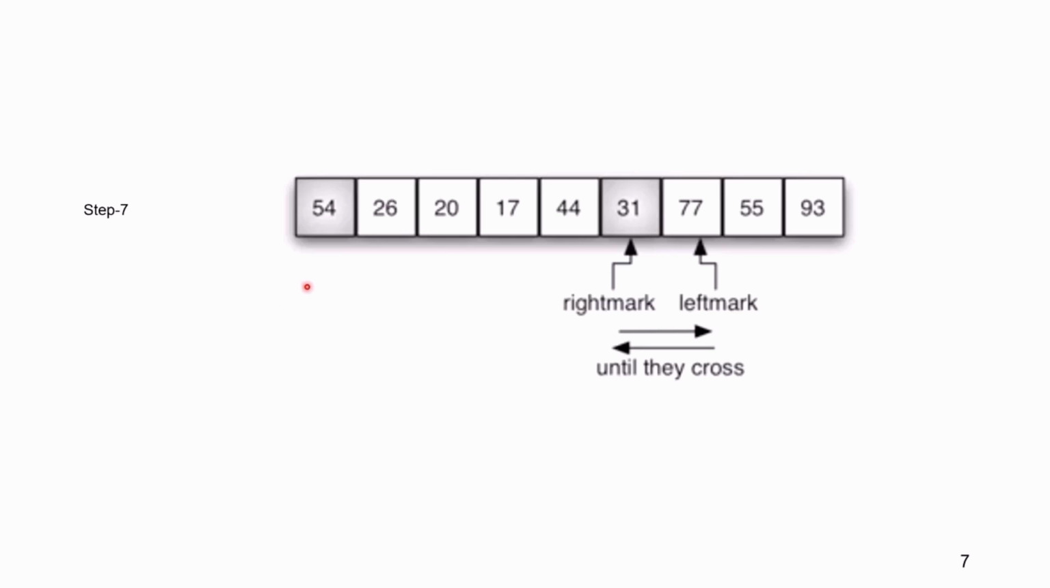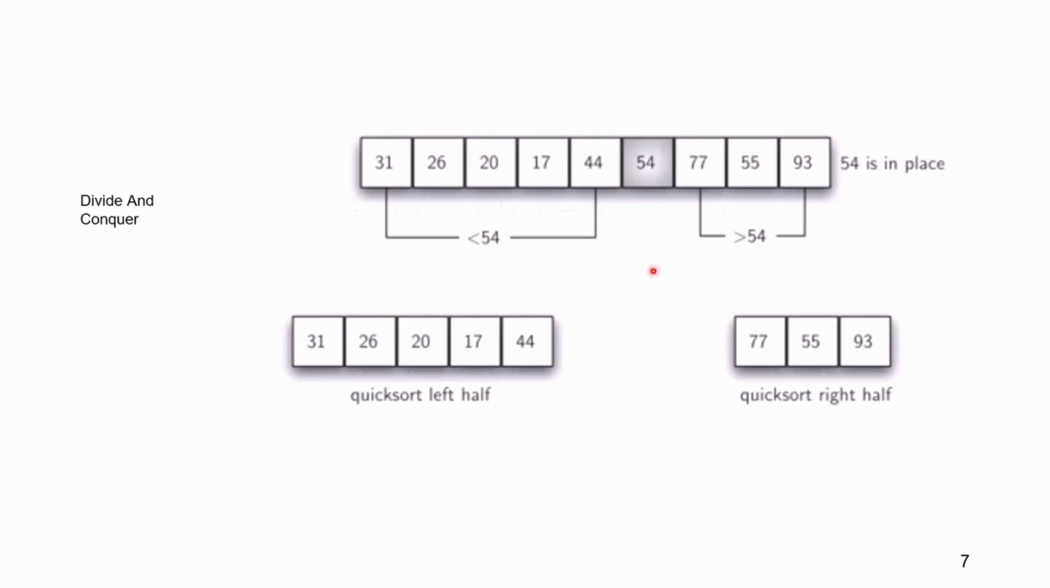Yes, we need to swap 54 with 31. That means the right marker element with a pivot element. After swapping the elements, we have successfully completed the process of partitioning. But you might observe that the elements to the left are still unsorted, as well as to the right.